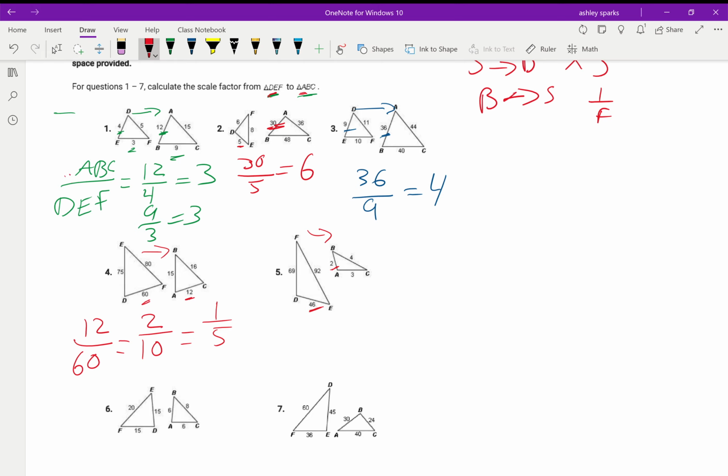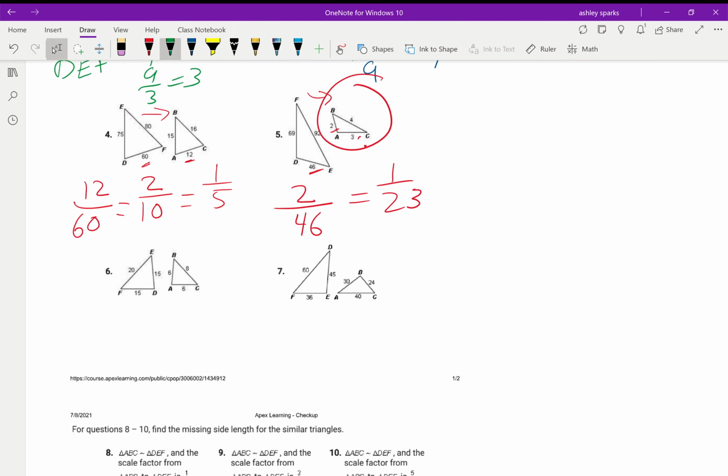Remember, the ABC one, which is this side, should be going up top. So it should be 2 over that 46. We can take a 2 out of both, and I get 1 over 23. So make sure if you're going from a big image to a small image, do what I just did. Double check yourself. Oh no, I should have gotten a fraction. I shouldn't be getting a whole number. Use my mistakes.